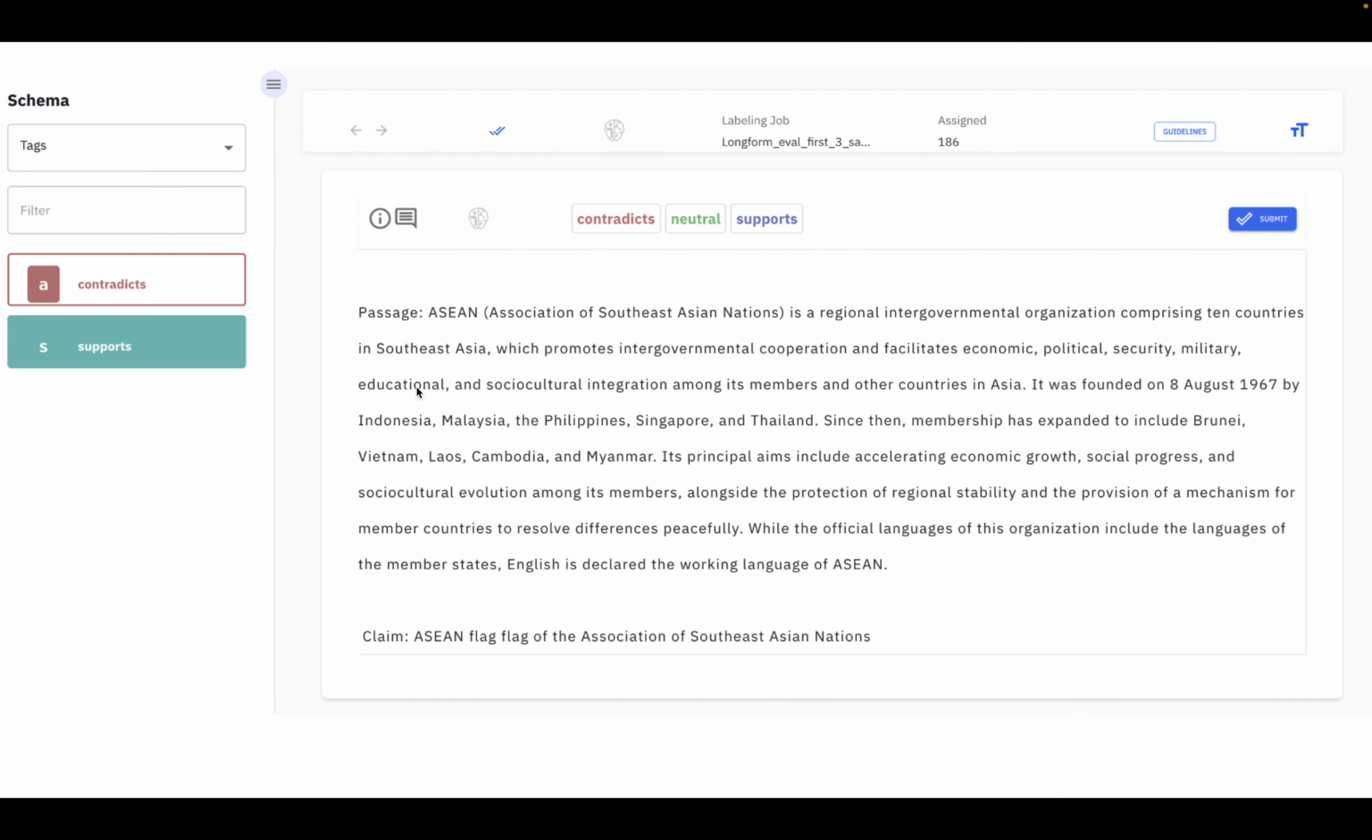For our annotation setting, this is what our annotation interface looks like, where we have some claim and we have the passage, and we want to understand whether that passage contradicts the claim, is neutral with respect to the claim, or supports the claim.